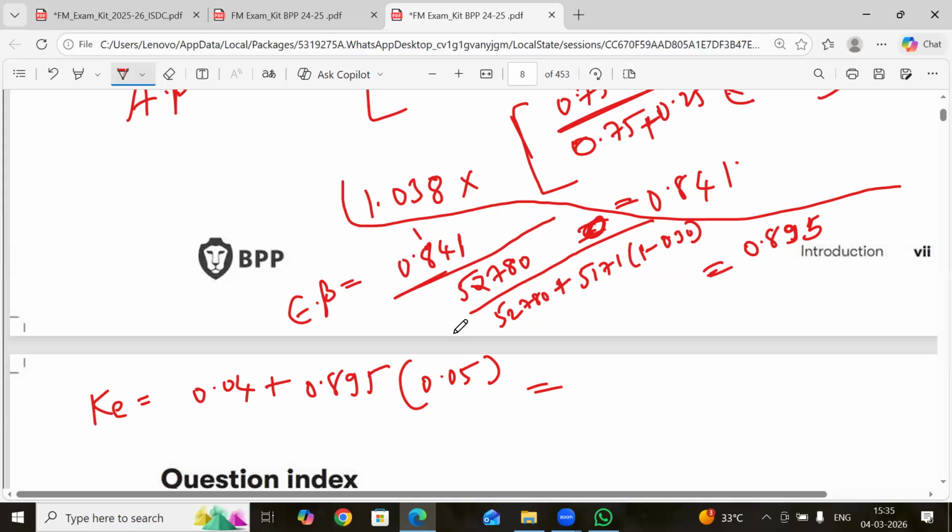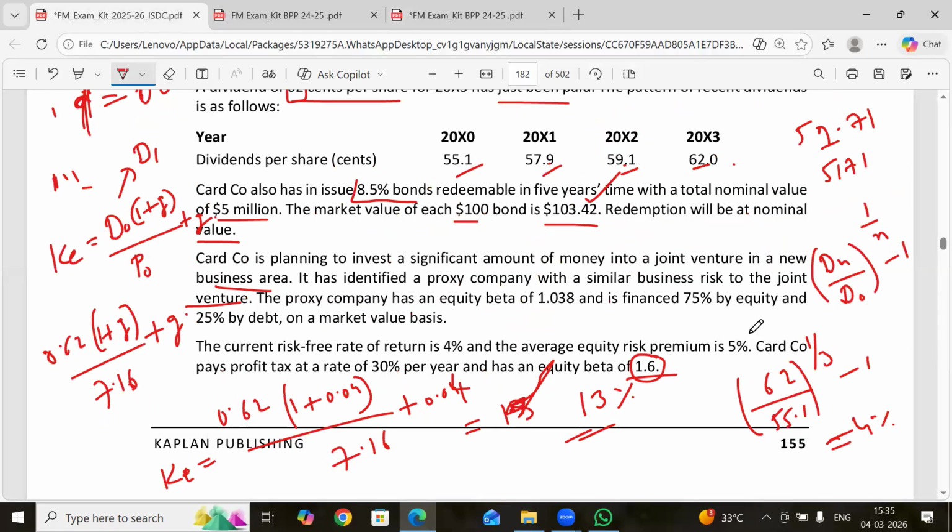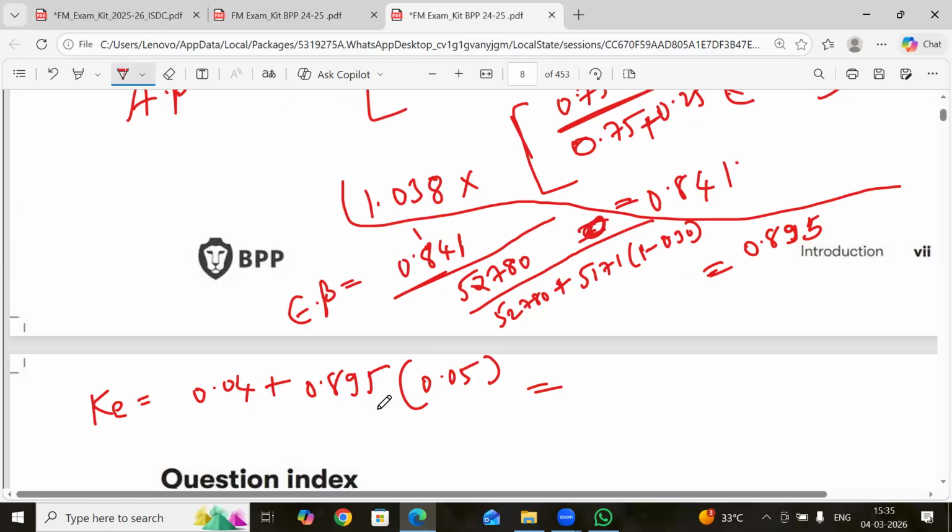Sometimes you may be looking at market returns and risk-free rate, and the difference of market return and risk-free rate is the risk premium. But in this question, they have directly given the risk premium, so there is no need to do that. Directly you can take 5% here. Tell me the answer. 8.5%, sir. 8.5%. This is your answer. Done with the question. Just have a look through. Any doubts you can ask me.